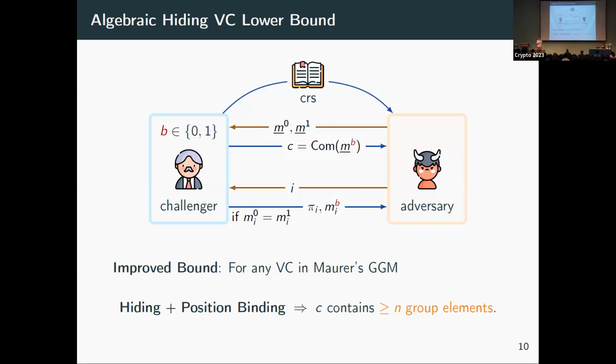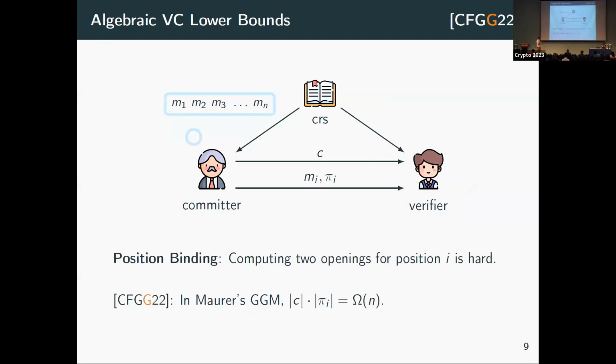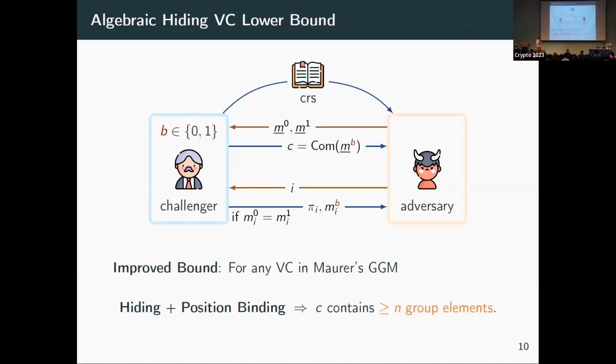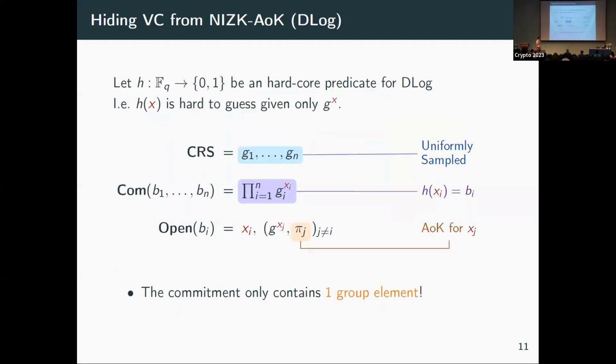And we show that in the Maurer group model, a stronger bound applies in this setting. Just to remind, the previous relation was that either the commitment or the opening proof must be at least linear in the number of messages I'm committing to. In this case, we get that the commitment itself must contain at least n group elements. So the commitment has to be very large when vector commitments are both hiding and position binding.